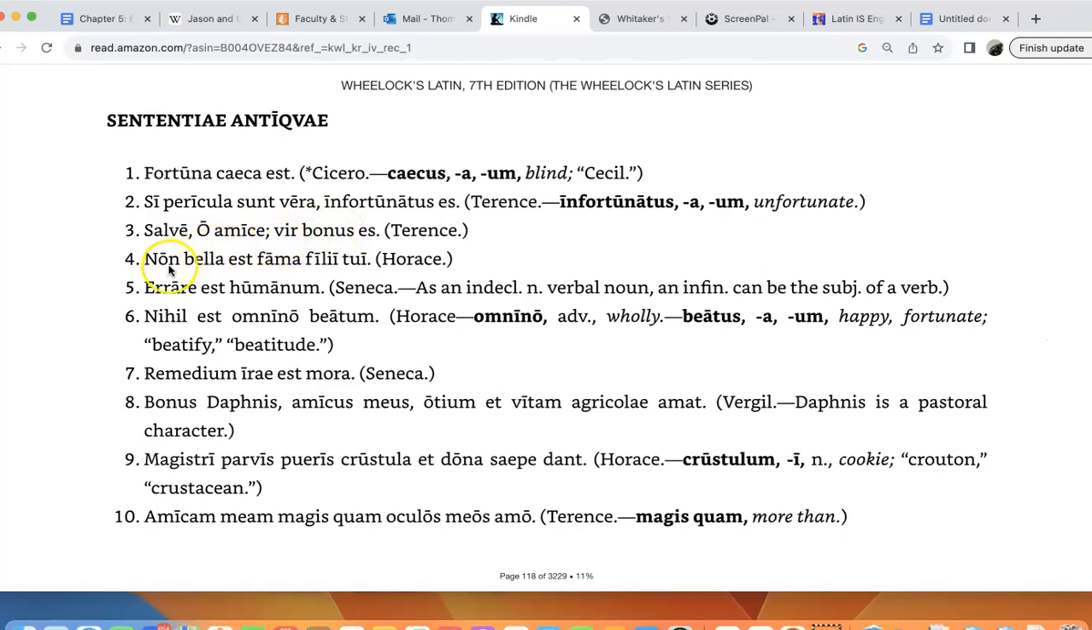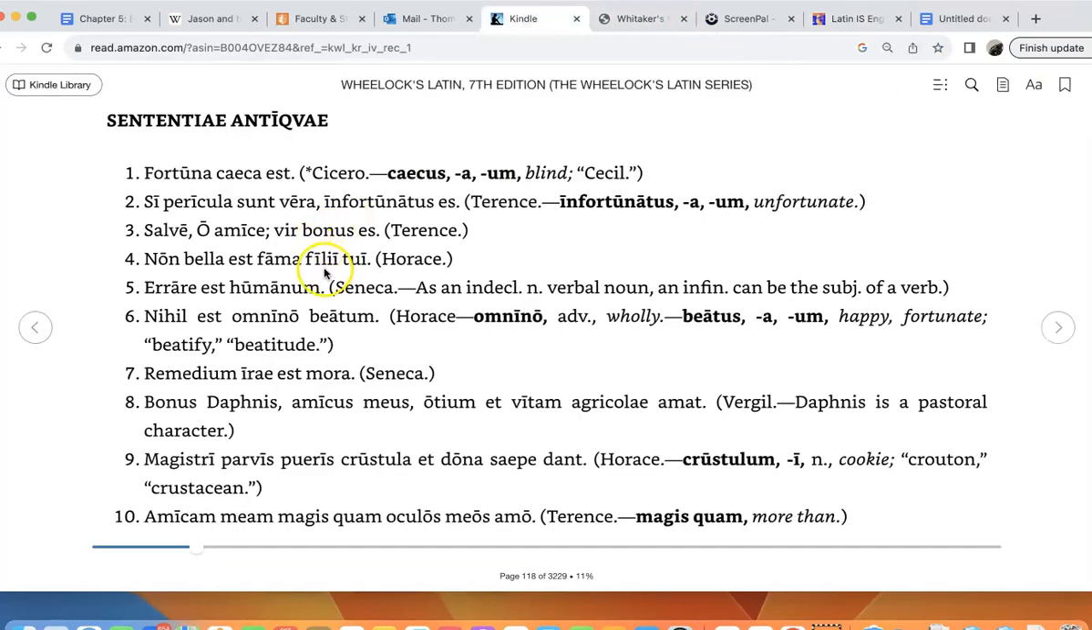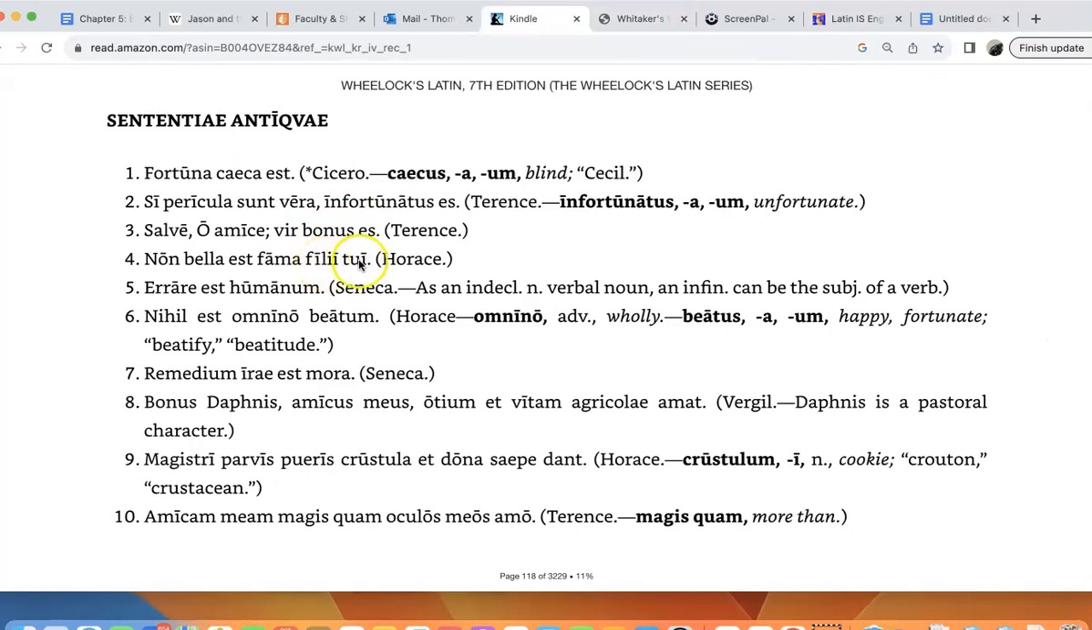All right, moving on here. Quatuor, "non bella est fama filii tui." This one's also a little bit complex in that if we don't recognize that the I is genitive singular, this one might be hard to read and translate. So remember, the genitive means of. So we have to be able to recognize that. Otherwise, this one might be a little tricky. So this means of your son. So we got to keep that in mind. "Tui filii" means of your son.